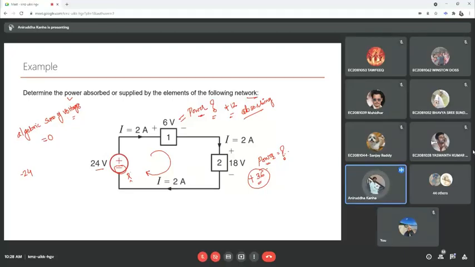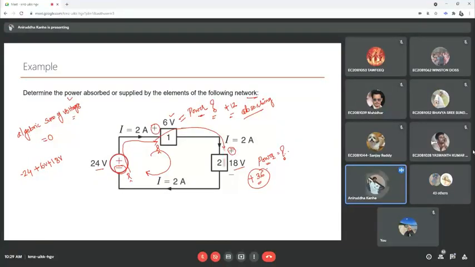Now I started again, I went up to this element and I found this positive. And this voltage is mentioned here, so plus 6. Then again I started from this point. I moved further and I encountered this positive sign again. And the value is 18 volts.